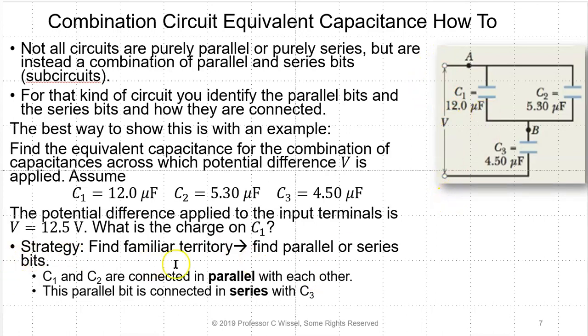The strategy is to find familiar territory. We find parallel and series bits. Here's a parallel bit right here. How do I know it's parallel? There are two paths for the charge to flow. See this junction here? The charge can go that way or that way. This is in series with this bit. So this parallel bit, C1, C2, is in series with C3 because there's only one path here.